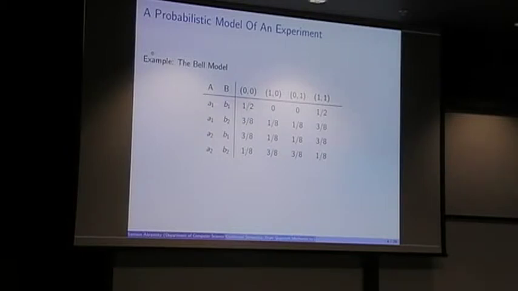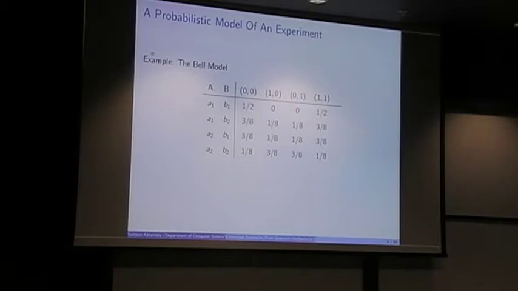So what does this table say? It's saying in all the events where Alice loaded her local register A1 and found the value 1, and Bob loaded his local register B2 and found the value 0, then we're saying, for example, for those events, the probability of that happening is 1/8.